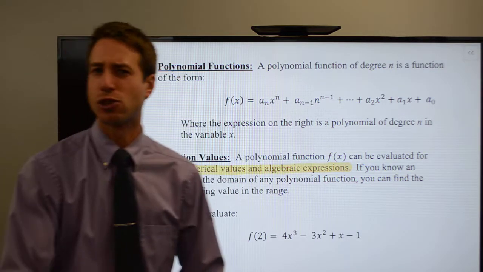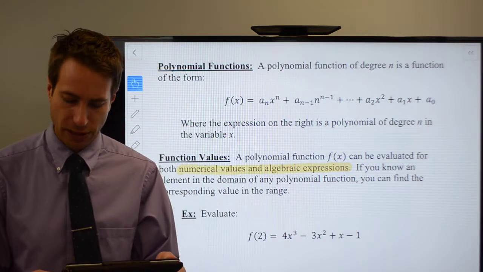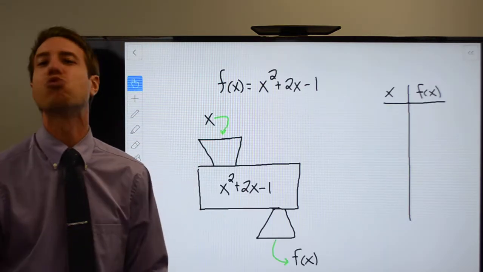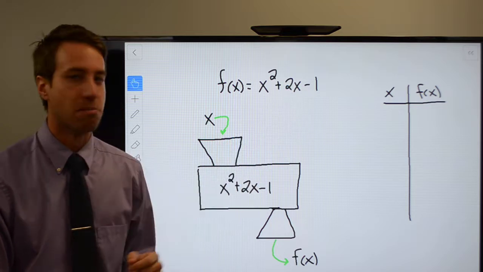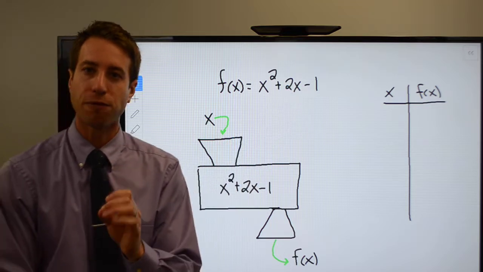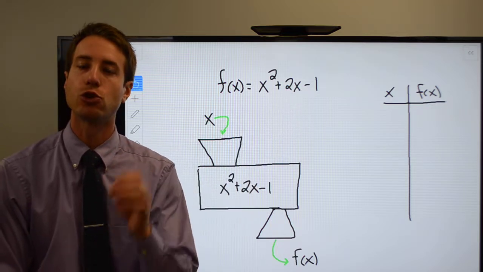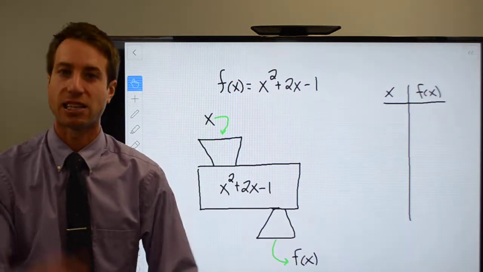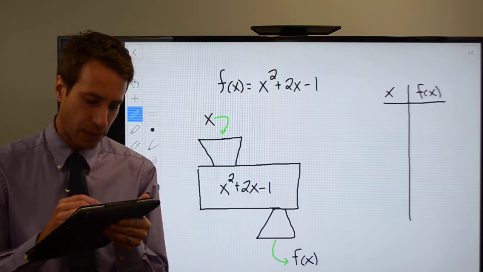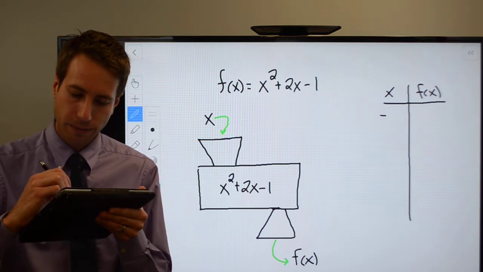So here's a real quick recap of what you're going to be doing. Let's say, for example, I give you this really simple function, x squared plus 2x minus 1. Remember the way the function works. You're going to choose a domain value, an x value. Let's start with something really simple, like how about -1?